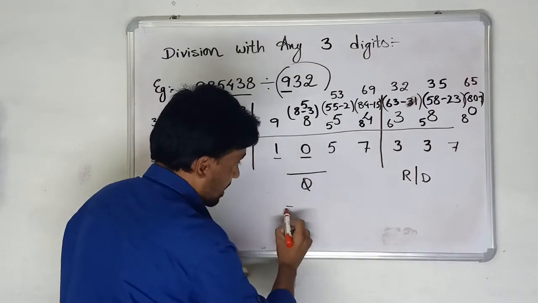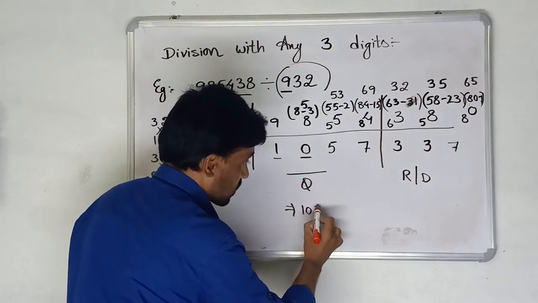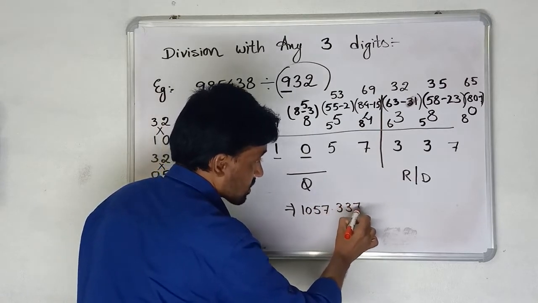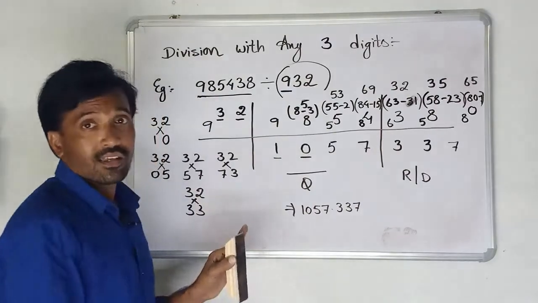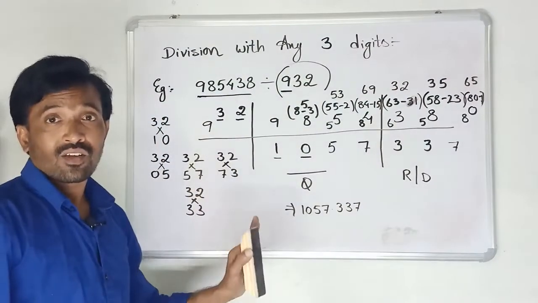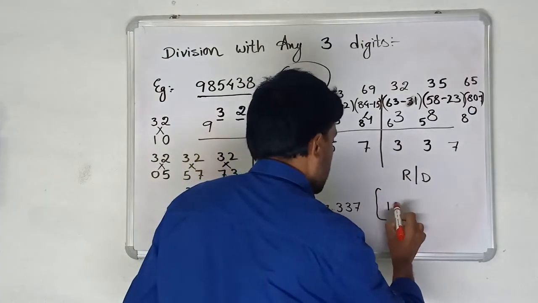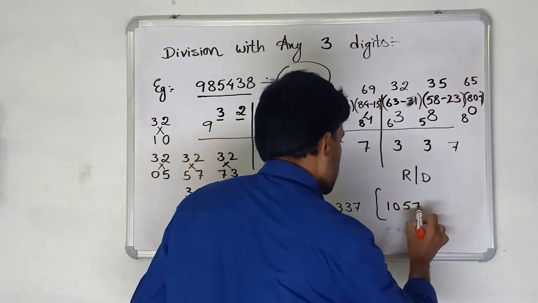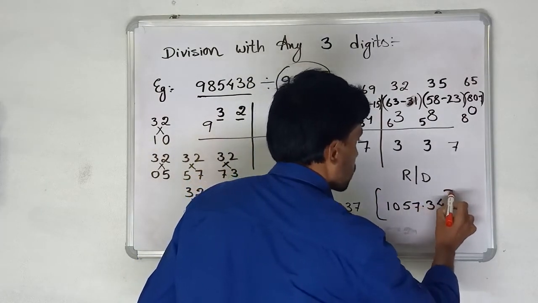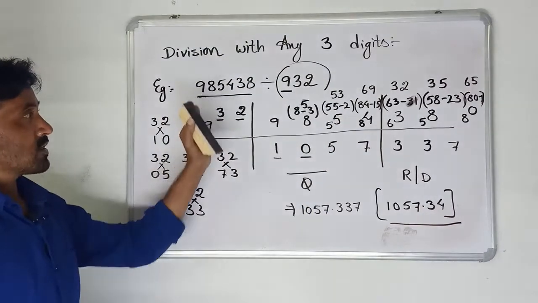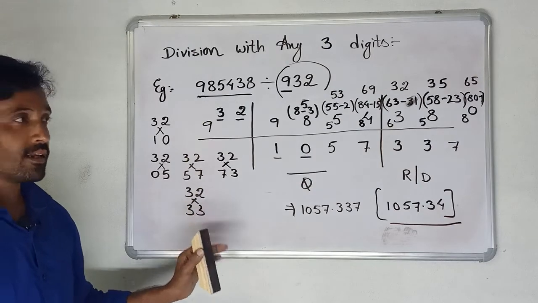Now your answer is 1057.337. If the answer is needed in only 2 decimal places, after approximation it is taken as 1057.34. That is your answer. Okay, so this is the division with any 3 digits.